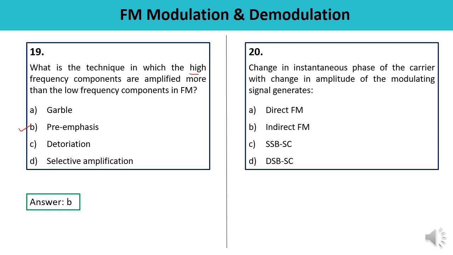Question number 20 is, change in instantaneous phase of carrier with change in amplitude of the modulating signal, it generates indirect FM. Answer is B. Because indirect FM is obtained by modulation of the phase of the carrier, that is the instantaneous phase of the carrier which varies with the amplitude of the modulating signal. Crystal control oscillators are used to generate indirect FM which is passed through a frequency multiplier. Because then it is going to be converted into a wideband signal.